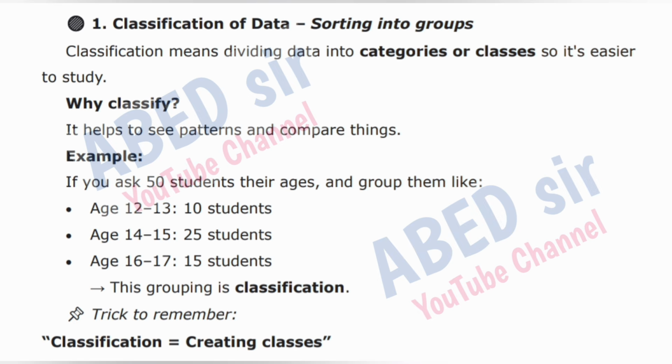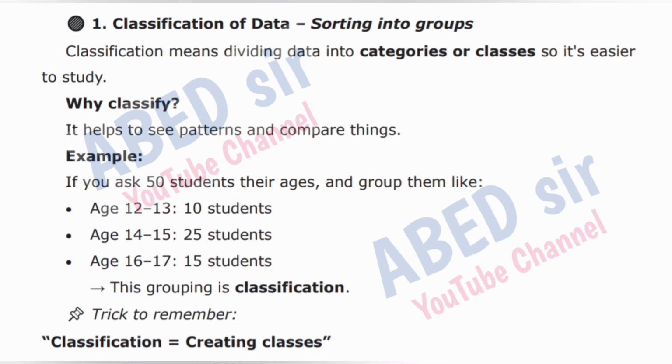1. Classification of data, sorting into groups. Classification means dividing data into categories or classes so it's easier to study. Why classify? It helps to see patterns and compare things.